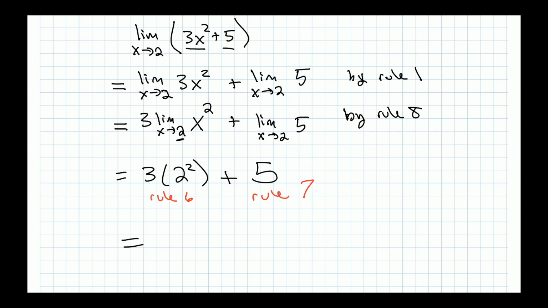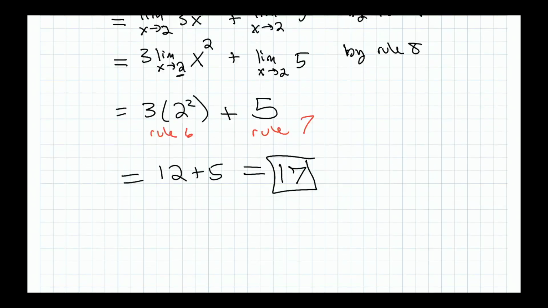So what's the limit here? Well, we're just working this out. Now just add the numbers together, right? 2 times 2 is 4. 4 times 3 is 12. Plus 5. So 17. All right. Now, that was a fairly significant amount of work, right?